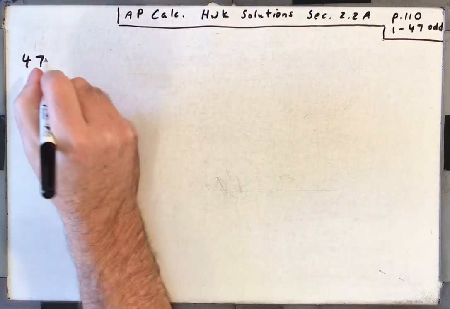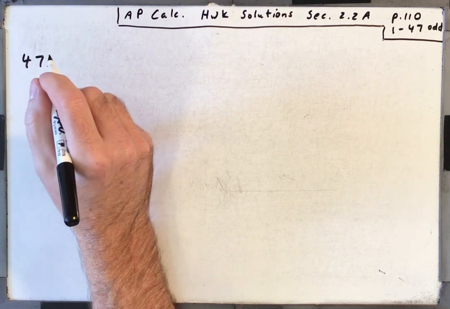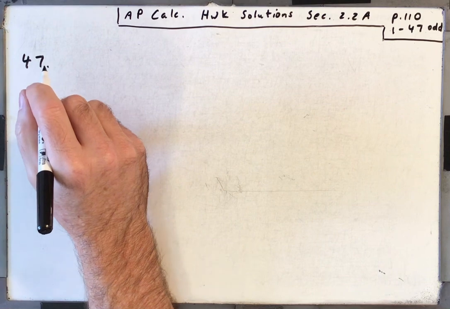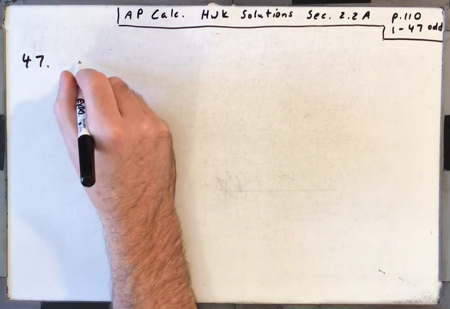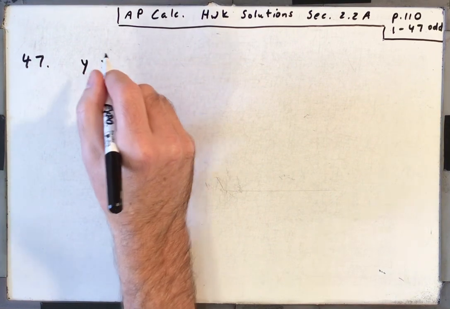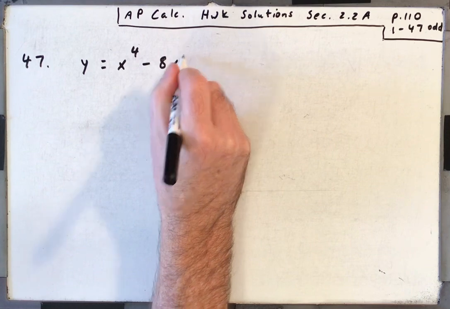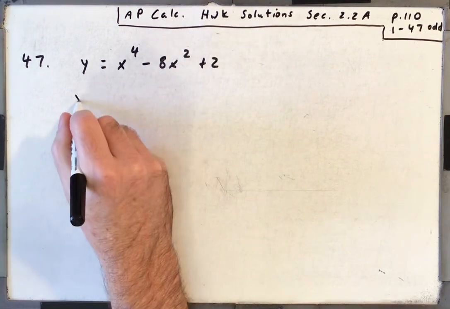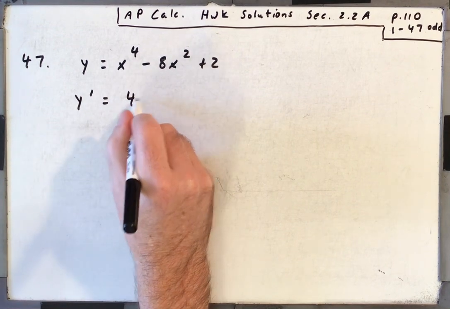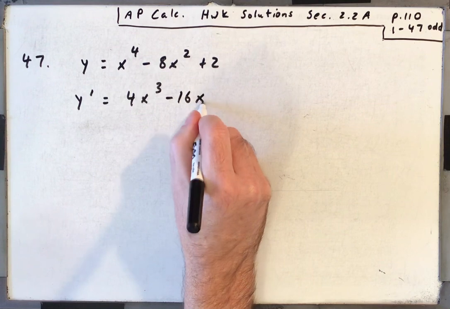47. We want to determine the points at which there's a horizontal tangent line, so that'd be where the slope is 0. So you have y is equal to x to the 4th minus 8x squared plus 2. So y prime is equal to 4x cubed minus 16x.